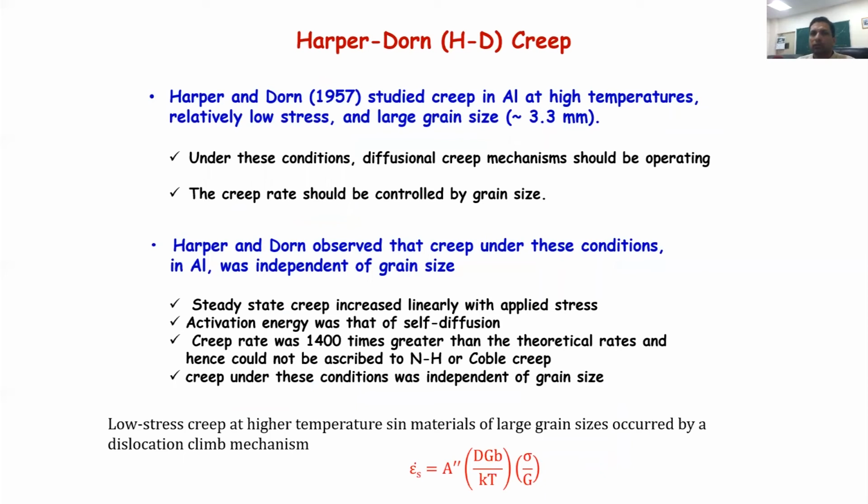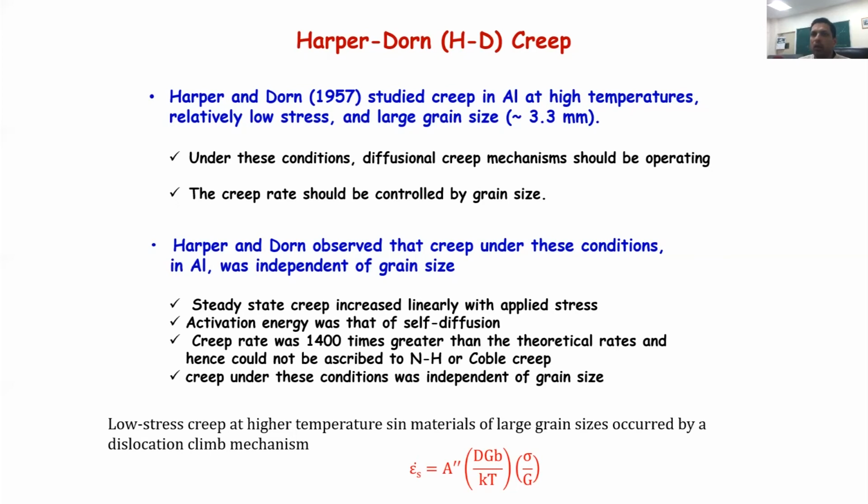Coming to still another mechanism inside the dislocation mechanism, it is called Harper-Dorn creep. So Harper and Dorn in 1957 were studying aluminum at high temperatures at relatively low stresses using very large grain size. Initially it was expected that it would be a diffusional creep mechanism because temperatures are high and stresses are low, which would also mean that the creep rate should be controlled by grain size. So if you change the grain size, the creep rate would change.